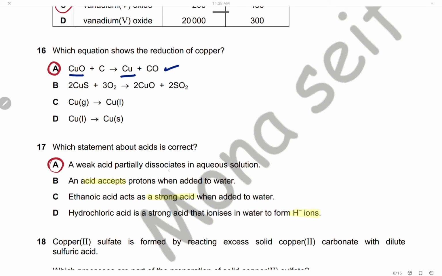Which statement about acid is correct? A weak acid partially dissociates in aqueous solution. This is correct. Acid accepts protons. This is of course wrong. Acid is a proton donor. Ethanoic acid is a strong acid. Ethanoic acid, like all organic acids, is a weak acid, so this is wrong. Hydrochloric acid is a strong acid that ionizes in water to form H- ions. This is of course wrong. It ionizes to produce H+ ions or protons. So this is also wrong. The answer will be A.